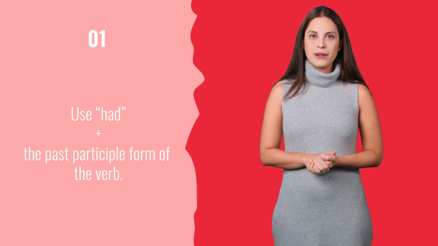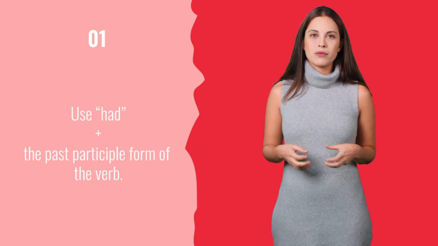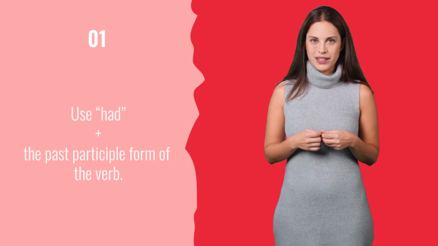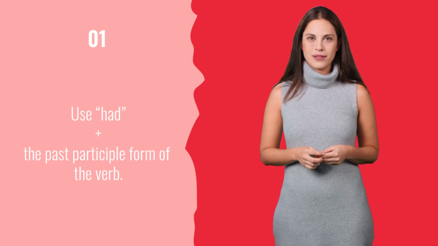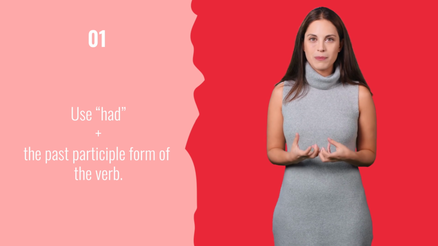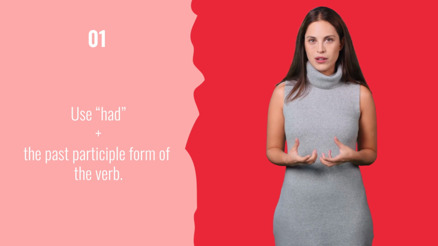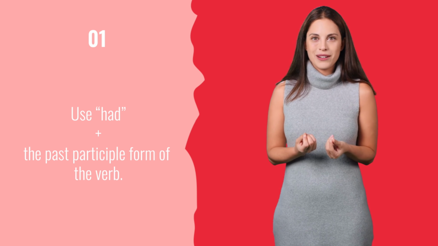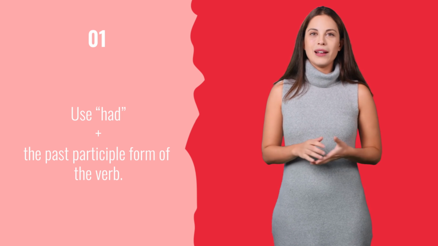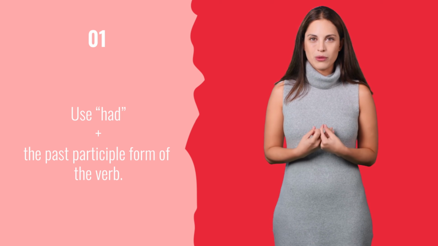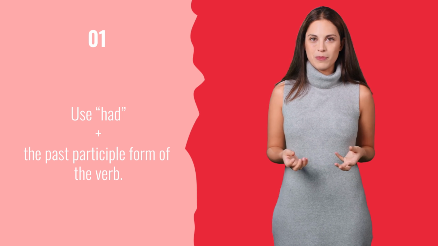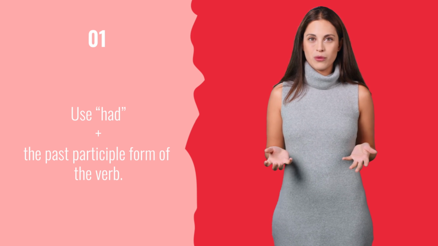Use had plus the past participle form of the verb. This is the basic structure of the past perfect tense. And the good news is, it's always the same for every subject. No matter if you're talking about I, you, he, she, we, or they, the form never changes. You simply use had, then add the past participle of the verb. That's it. For example, I had seen that movie before.